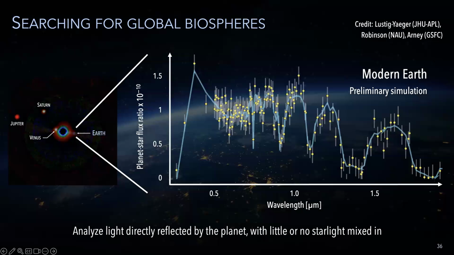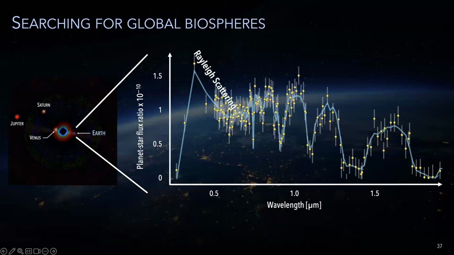So if we were able to get this kind of data, we're not just looking at the outer part of the atmosphere, we're looking down into the atmosphere and potentially, if we have cloud-free paths, all the way to the surface. This type of spectrum could reveal the presence of an atmosphere through Rayleigh scattering. That's this blue slope here.